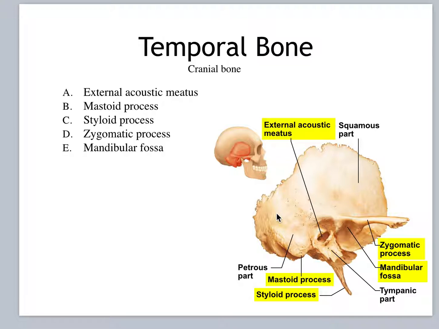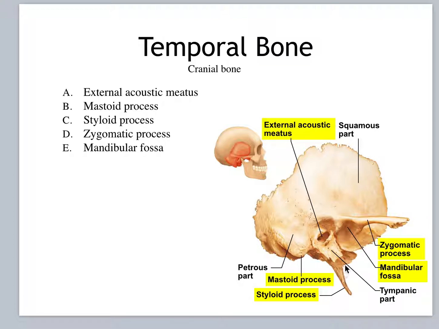There's several features of the temporal bone, processes and depressions that you need to be familiar with. There's the external acoustic meatus. It's the hole here. This is the hole that allows sound to come into the eardrum. There's the mastoid process. You can feel the mastoid process behind your ear. It's a bony prominence. This is where the sternocleidomastoid muscle attaches. There's a styloid process, which is a narrow, needle-like styloid process that sticks out anteriorly and inferiorly.